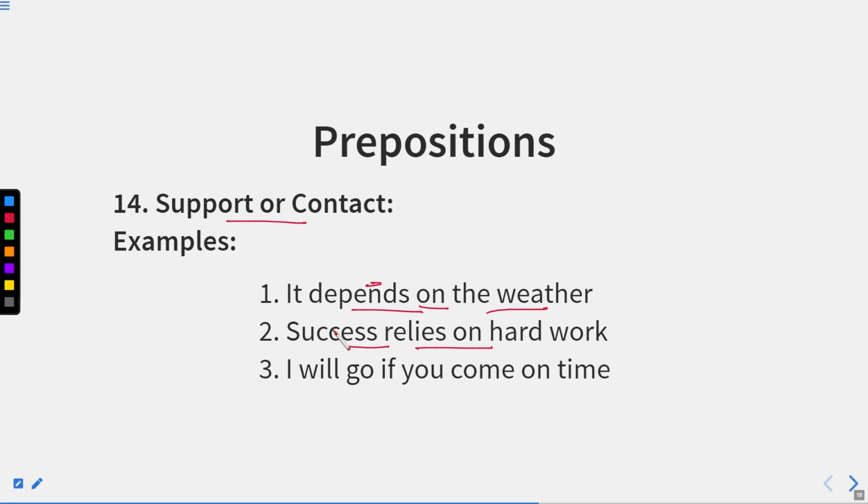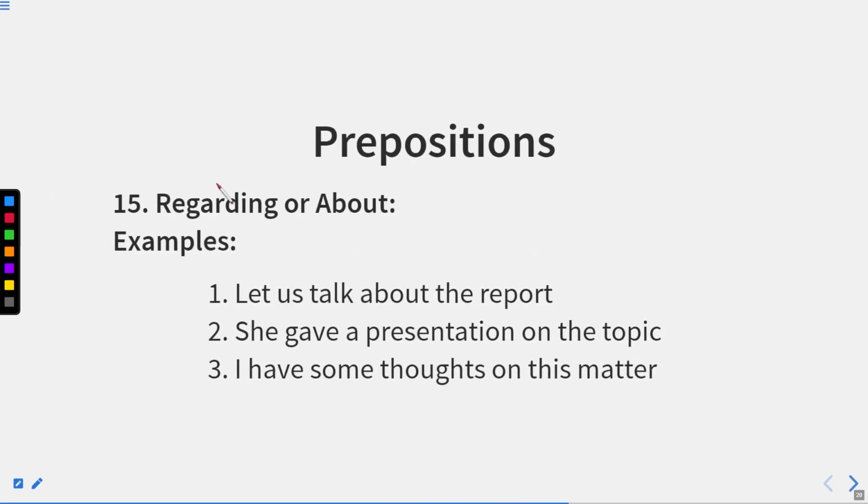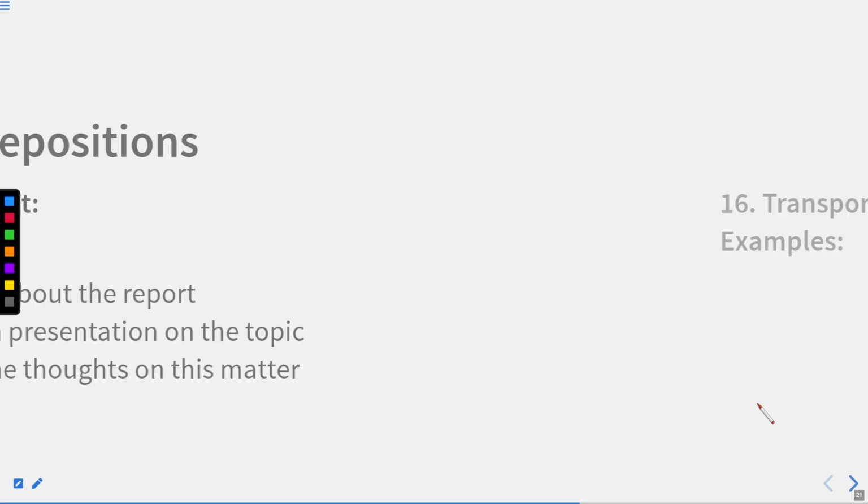It means success comes only to those people who do hard work. I will go if you come on time. So this thing depends on this thing. We can use the preposition on. Regarding or about, let us talk about the report, or let us talk on the report. She gave a presentation on the topic. I have some thoughts on this matter. So it is just as we have discussed earlier as well. We can use the preposition on.